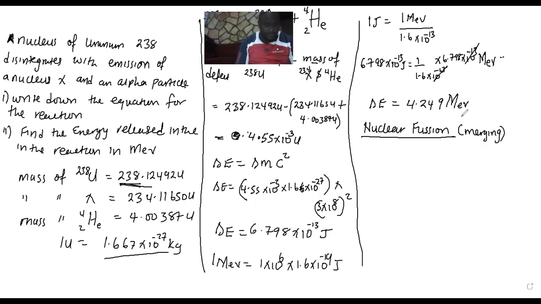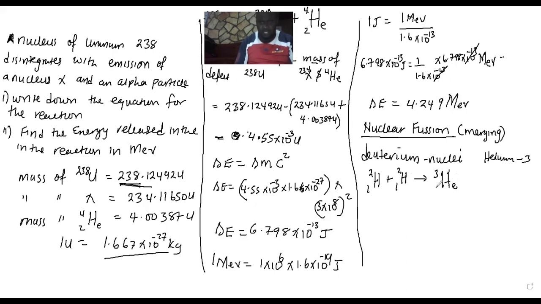An example of fusion is the combination of 2 deuterium nuclei. Deuterium is written like this. Nuclei is the plural of nucleus, whereby deuterium is H-2 1 plus H-2 1. When you fuse these 2, you'll get helium-3. Helium is He, 3 over 2, plus 1 neutron plus a release of energy.